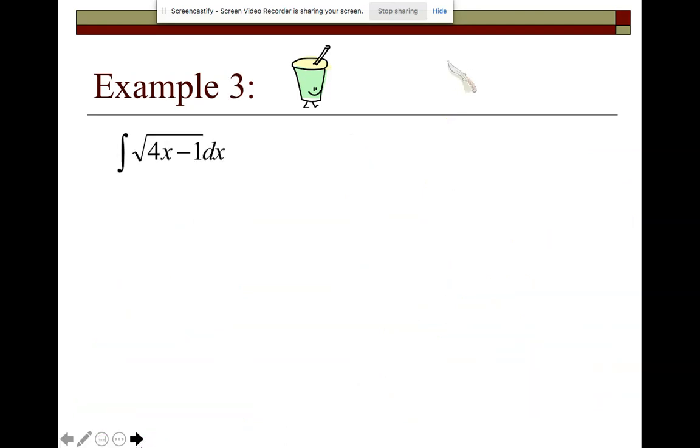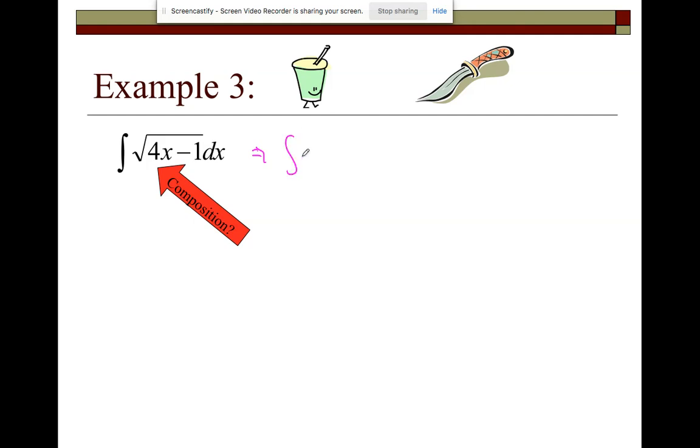Let's do another one. All right, this one's a dagger. See if you can tell why. If you want to pause the video and start the problem, and then restart when you find the dagger. There's my composition. Ah, did it again. There's my composition. So this is really 4x minus 1 to the 1/2 dx. 4x minus 1 is inside.